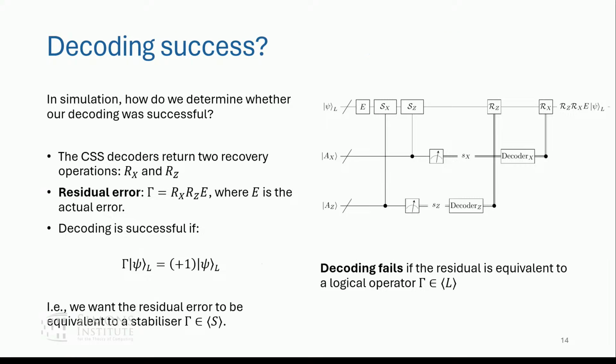Okay. So given this process, how do we actually determine whether our decoding has been successful? Well, in simulation, what we can do is calculate what we call the residual error. Our CSS decoder will return two Pauli operations, one to correct X errors and one to correct Z errors. The residual error is just the combined effect of these recovery operations and the actual error, which, if we're doing a simulation, we know exactly. We say that decoding is successful if the action of this residual error is to map onto the +1 eigenspace of the logical state. This is the same as saying that the residual error is equivalent to a stabilizer. Conversely, decoding fails if the residual error is equivalent to a logical operator, such that the information encoded in the logical state is changed. So our error correction protocol has failed.